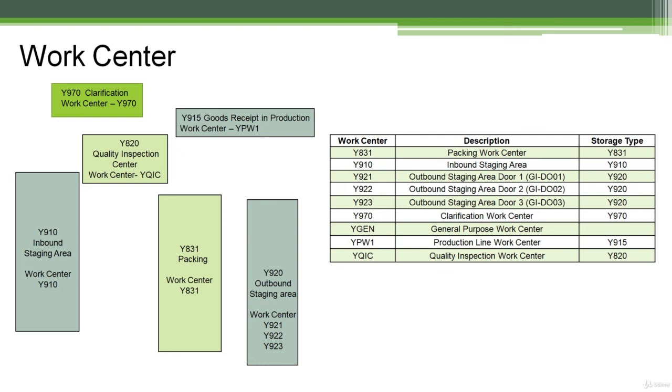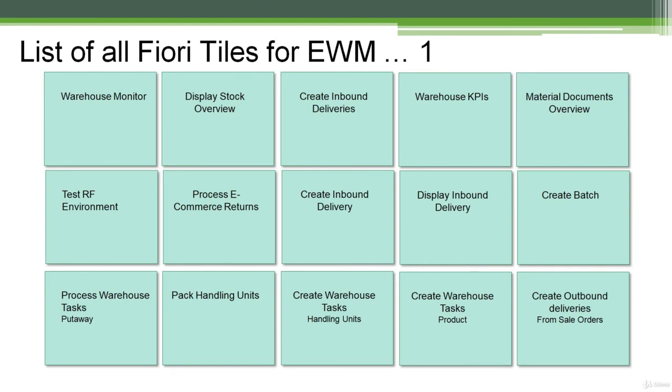So these were all the feature elements that we are going to use for our testing. Before we start executing the processes in the system, let us list all the Fiori tiles that we are going to use for our testing. You can see on your screen a list of all the Fiori tiles that are going to be used for all the processes that we are going to test, the model company best practice processes of EWM in 1909.